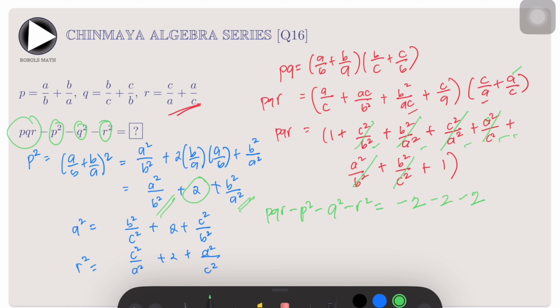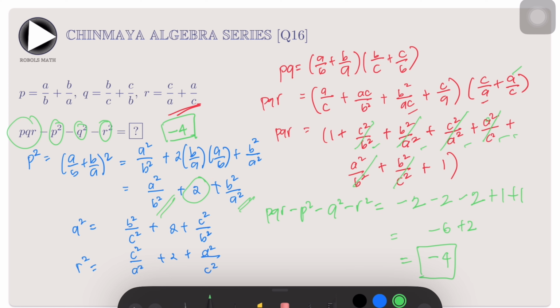And finally, we add back the 2 ones we have for PQR. Therefore, we have here negative 2 minus 2 minus 2. That's negative 6 plus 2. Add them to get negative 4. Therefore, the answer we're looking for here is negative 4. And that's our final answer.